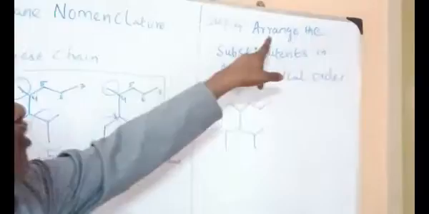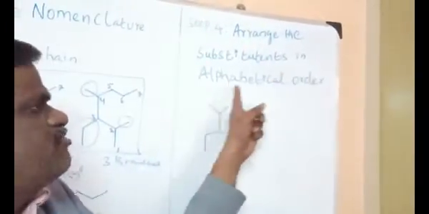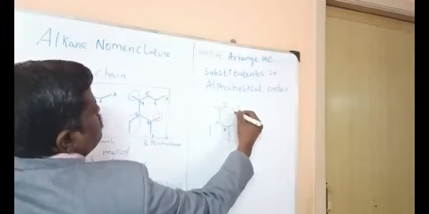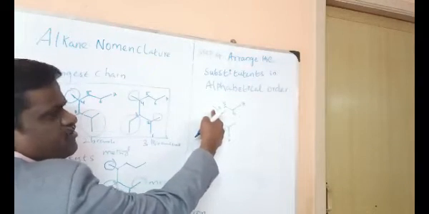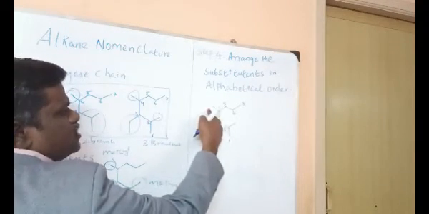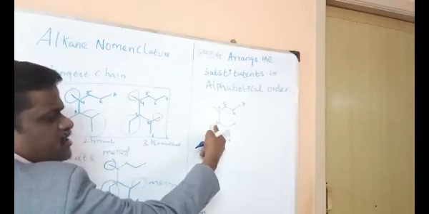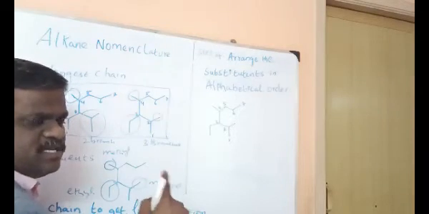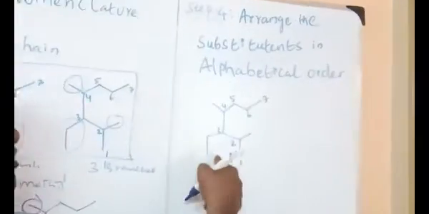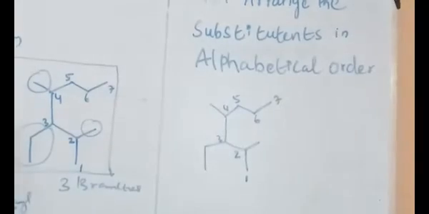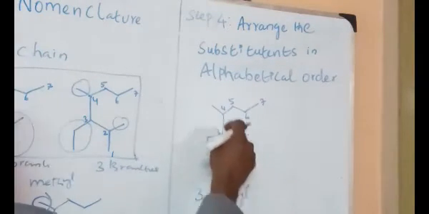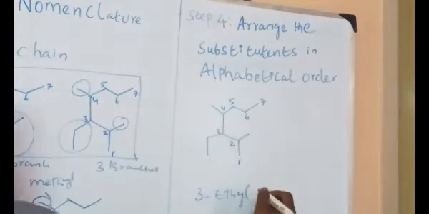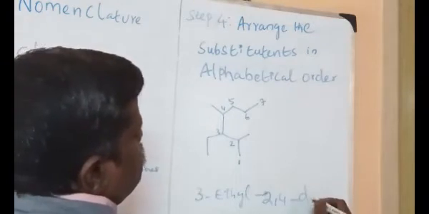Now the fourth step: arrange the substituents in alphabetical order. We know the numbering is 1, 3, 4, 5, 6, 7. The second and fourth positions have methyl, so we write 2,4-dimethyl. The third position has ethyl. The E of ethyl comes first, then methyl, so we give preference to ethyl. We should write 3-ethyl, and the 2 and 4 positions have methyl. Both have the same substituent, that's why we write 2,4-dimethyl.